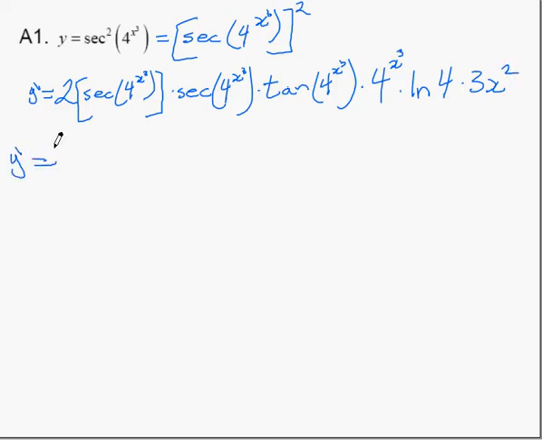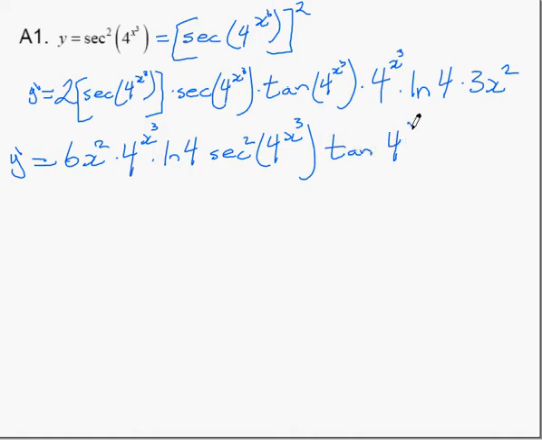All we can do to simplify here is multiply the constants together. So 2 times 3 is 6x squared. There's a 4 to the x cubed left here. ln 4 can come up front. Secant squared of 4 to the power of x, 4 to the power of x cubed, and tan of 4 to the x cubed. So that's the answer for the first question.